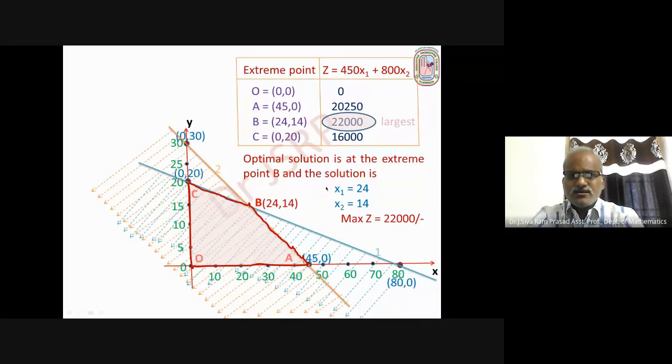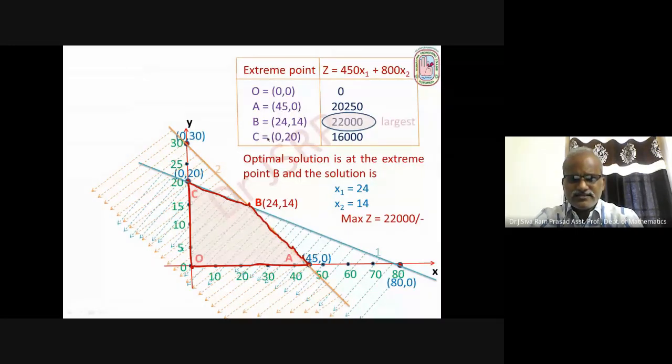Okay, right. So observe the other solutions. First solution is 0, 0 and the objective function value is 0. That means no chairs, no tables, no work, no profit. Second solution A is 45, 0. That means x1 is 45. If the company produces only chairs, that is 45 chairs and no tables, then the profit is 20,250 rupees.